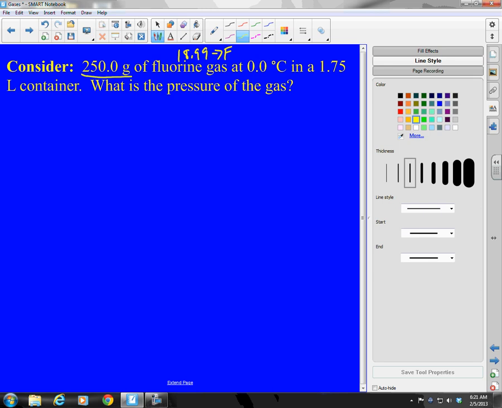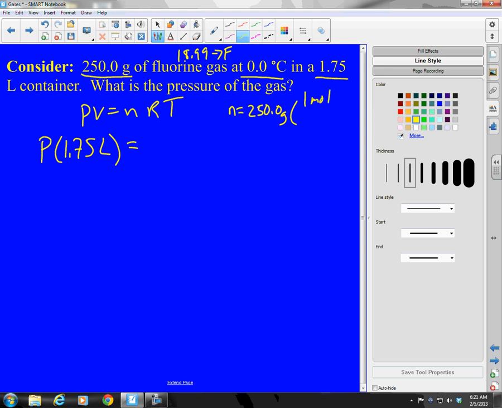Okay, I have 250 grams. I have a temperature. I have a volume, and I want to get pressure. So PV equals nRT. What's my P? We're trying to find that. What's my V? Volume is 1.75 liters. Okay, that's good. What's my N? I have to get my N first. Okay, so let's go down here and calculate N. N is equal to what? 250 grams times 1 mole of F2, because it's F2, it's diatomic, over 2 times 18.99 grams, right?